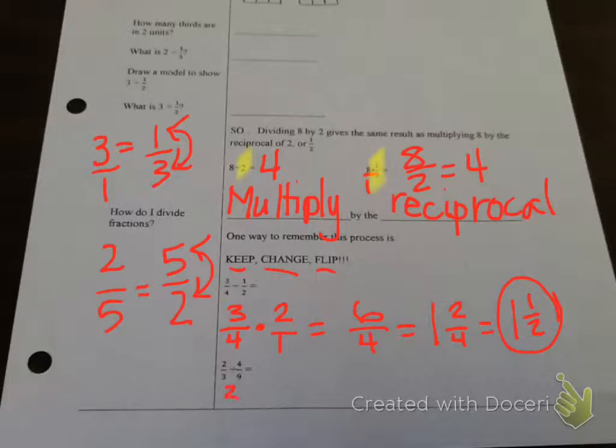And 2/3 divided by 4/9 would be 2/3 times 9/4. So we would get 2 times 9 is 18, 3 times 4 is 12. 1/12 can come out of 18, and I get 6 out of 12 left over. So we again have 1 and 1/2.